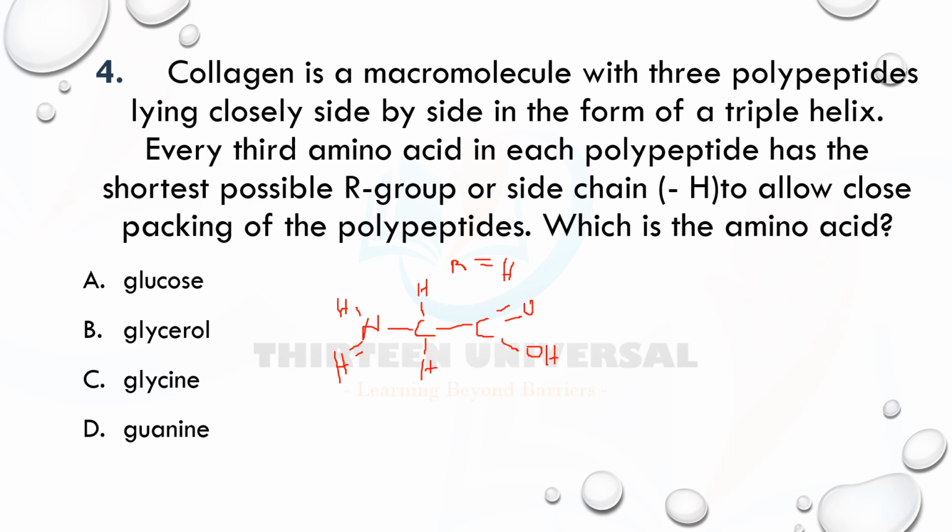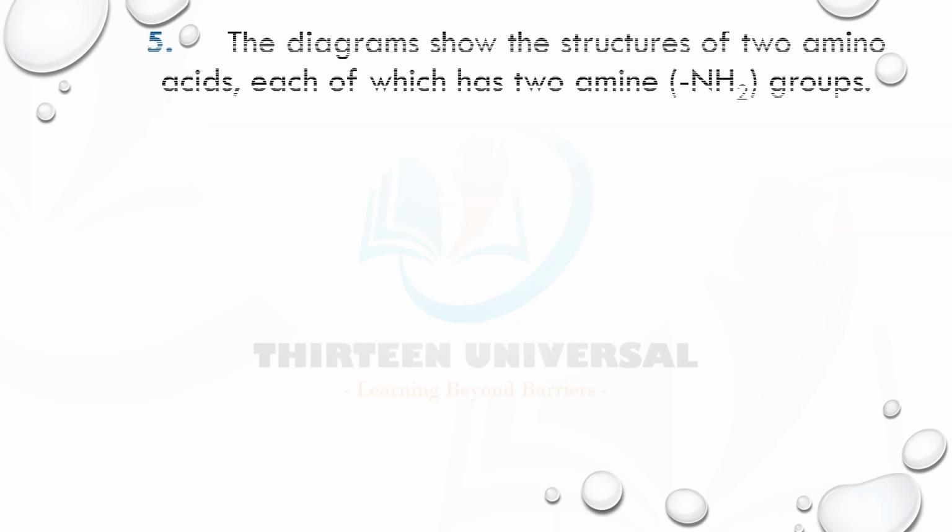So this is glycine. Glycine is very important in collagen because of the short R group. It can allow the polypeptide chain to lie side by side tightly. So the answer to this question is glycine, C. Let's go to the next question.